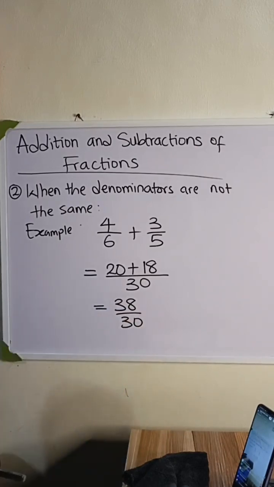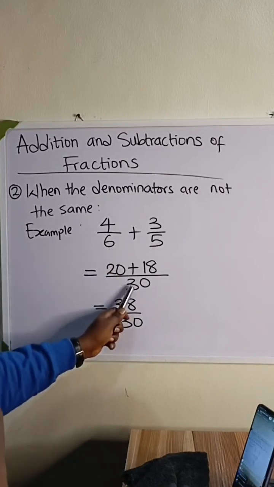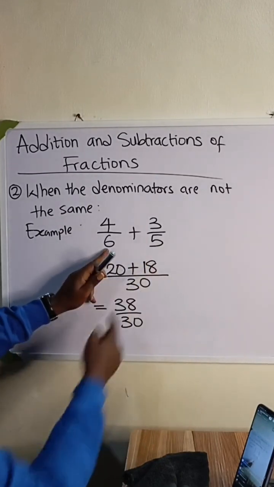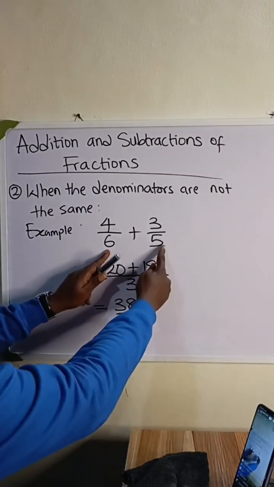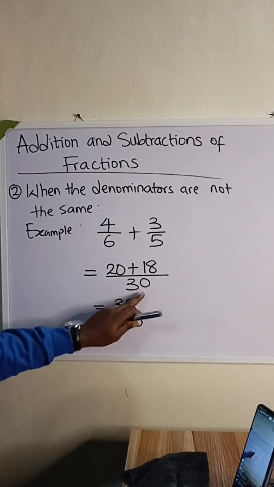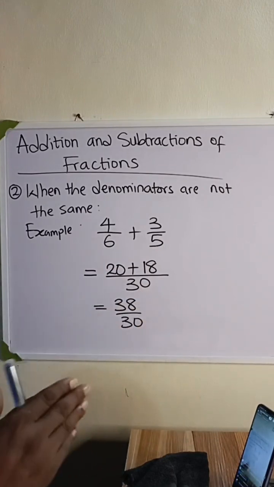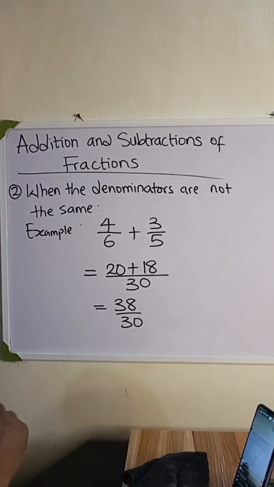38 over 30. How do you get 30? Yeah, I said when you find the common denominator, you are trying to make these two fractions become 1. So here the denominator is 6, here the denominator is 5. So to get 30, the common denominator, you multiply both denominators. So 6 multiplied by 5 gives you 30. This is when the two denominators are less than 10. So now you have 38 all over 30.